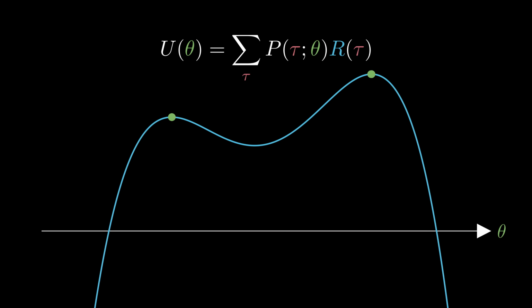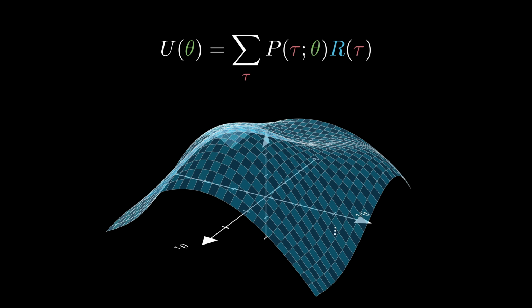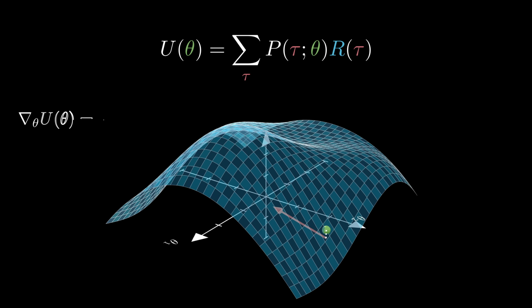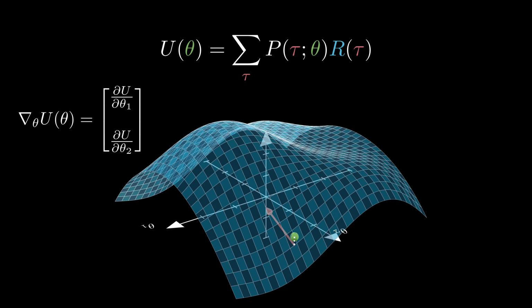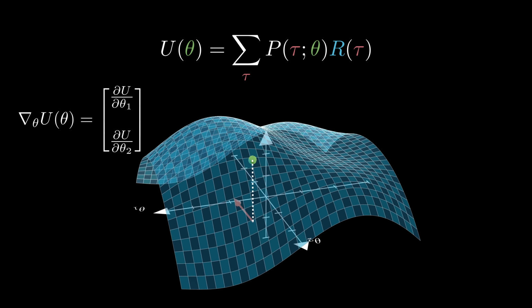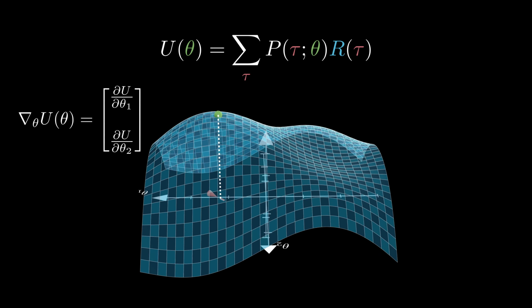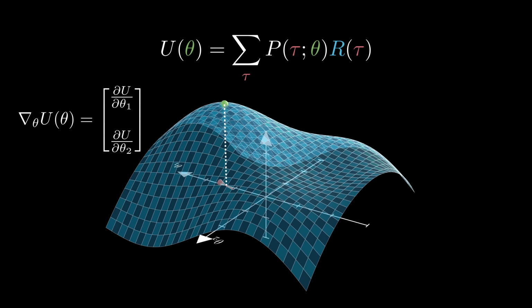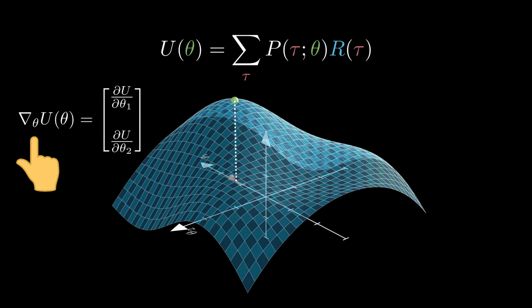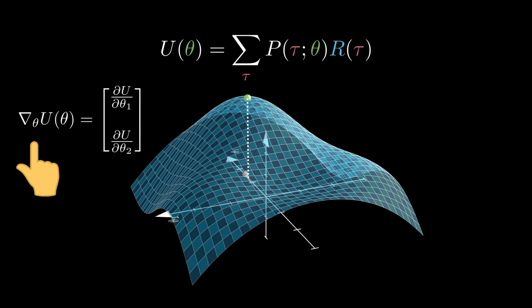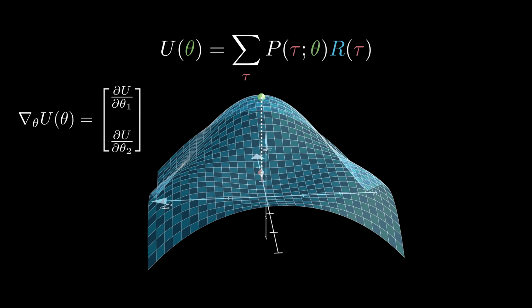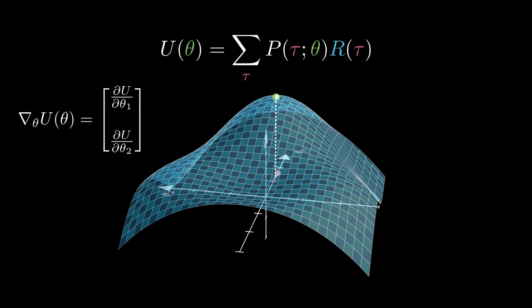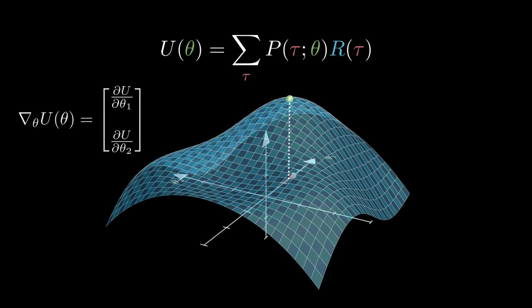Now let's see a 2D case. We start with the initial parameter theta and move along the gradient direction that gives us the fastest increase in utility. Here the gradient is a 2D vector made out of partial derivatives, capturing the rate of change along the first dimension and the second dimension. We denote this using a gradient operator. Of course, in a large language model, we are dealing with billions of parameters, but the principle remains the same.